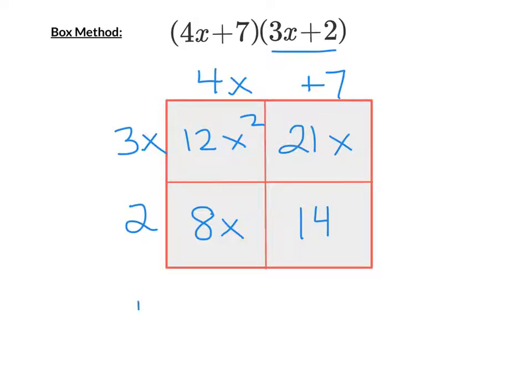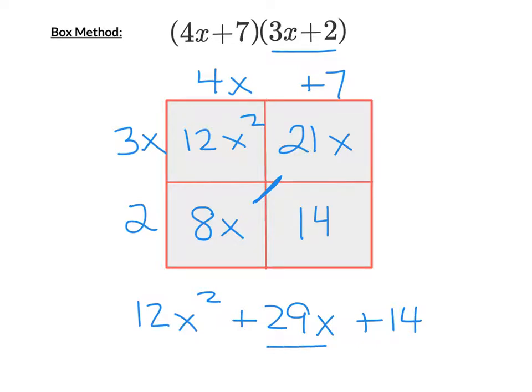So I have a 12x squared. These two terms right here are like terms, so I'm going to add them. I get a positive 29x. And then finally I have the 14. So this term right here is the combination of these two terms once combined.